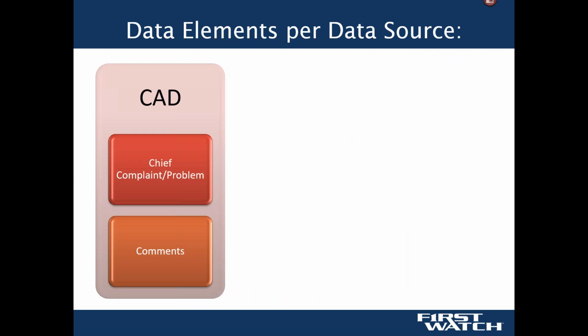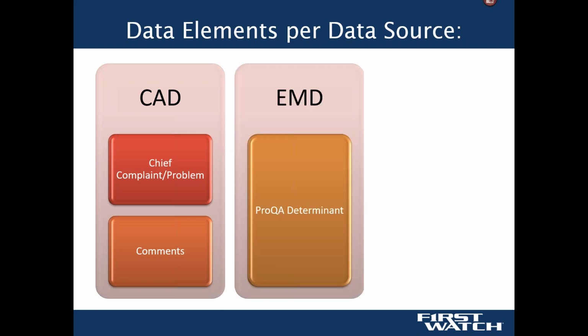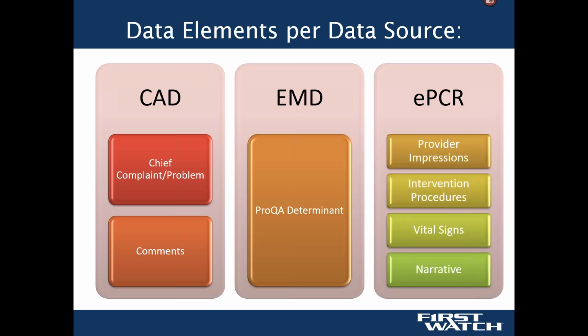Again, taking into consideration the different data sources within EMS, we started with our CAD system, that's computer-aided dispatch, and we found that chief complaint and problem, as well as the free text search in the comment, were very common within these 200 triggers. From the EMD data source, we found that a ProQA determinant, ProQA code, or ProQA card, whatever you want to call it, was also very important to look at. And from the EPCR version of it, we saw that provider impression, intervention or procedures, vital signs, and narratives were another set of data elements that we should take a look into.